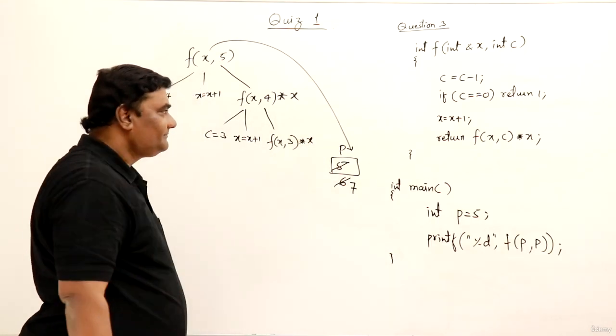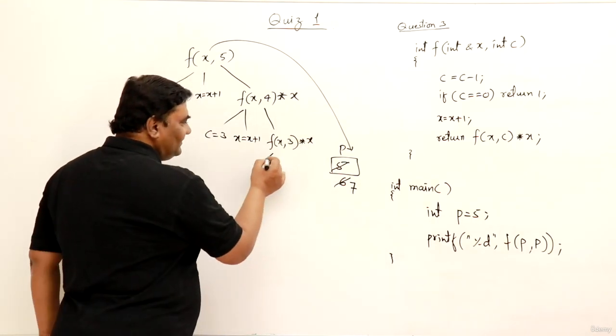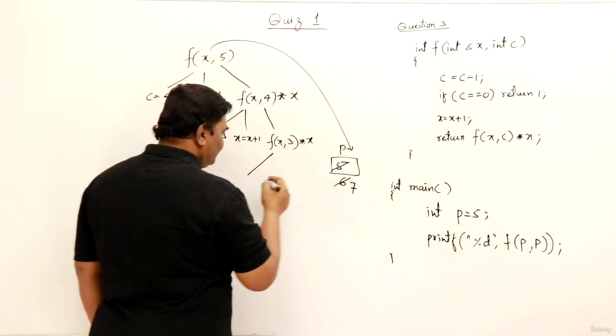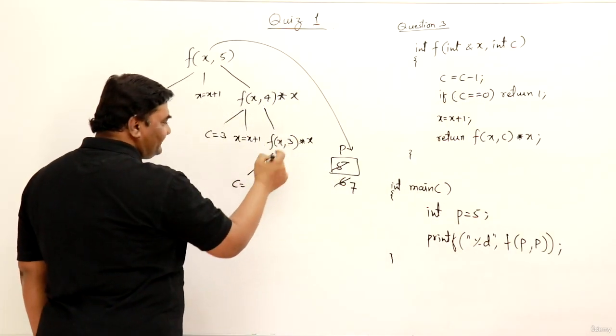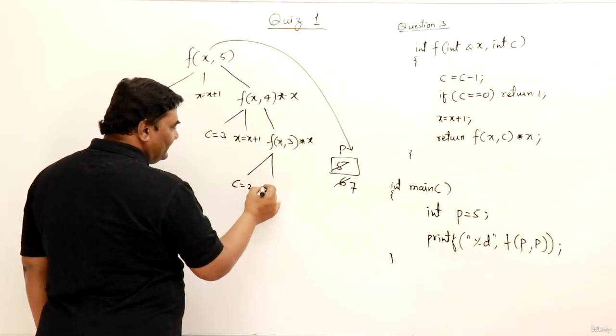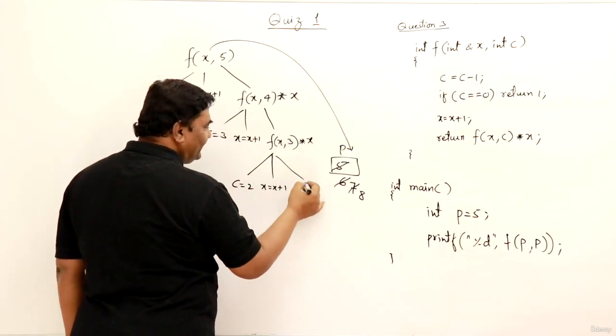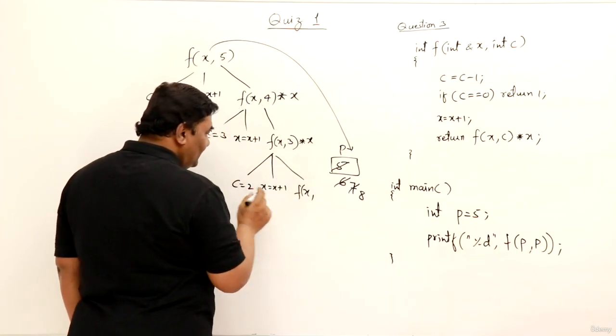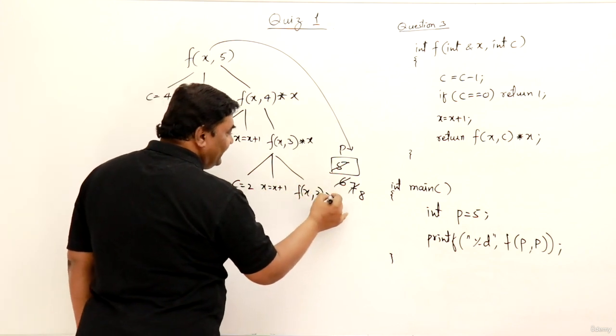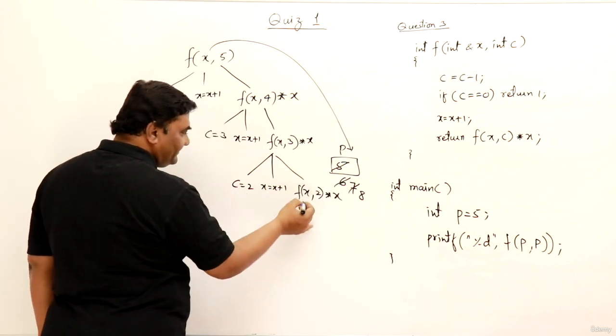One more call. Then in this call, again c assign c minus 1. So c becomes how much? It is 3, so it becomes 2. Then next is x assign x plus 1. So this becomes 8. Then again it will call itself, x comma c is 2, into x. We will see it afterwards.